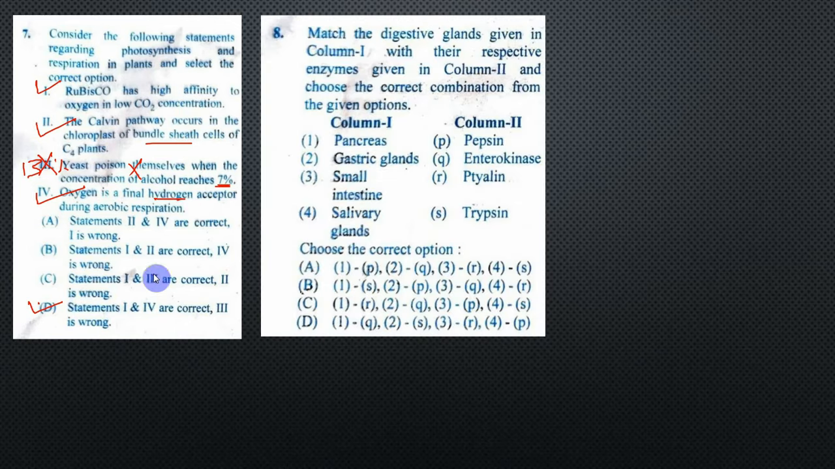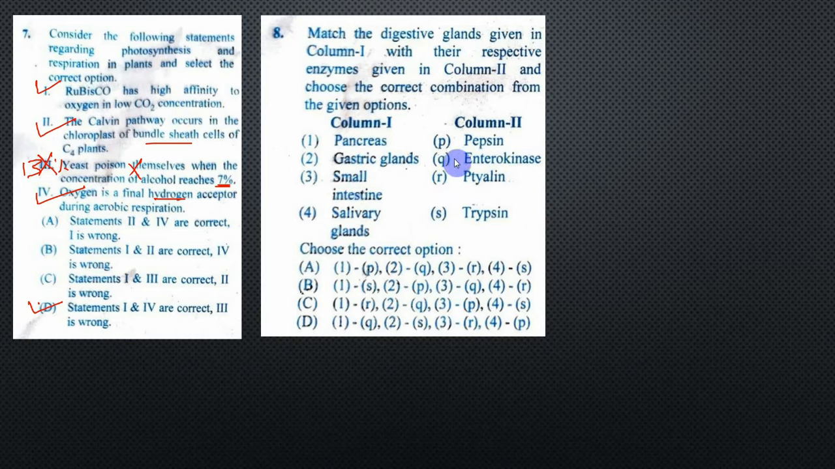Moving on, the eighth question over here. Match the following digestive glands given in column 1 with their respective enzymes in column 2 and choose the correct combination from the given options. In column 1 we have the pancreas, the gastric glands, the small intestine, and the salivary glands. In column 2 we have pepsin, enterokinase, ptyalin, and finally trypsin.